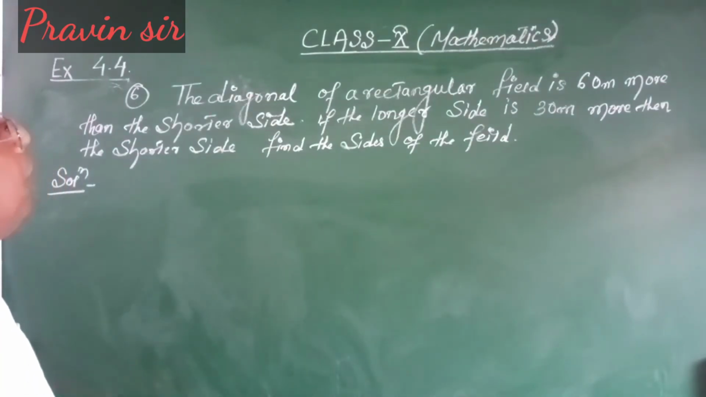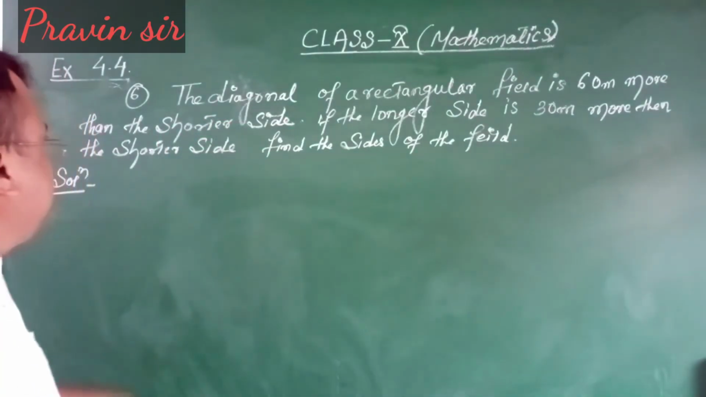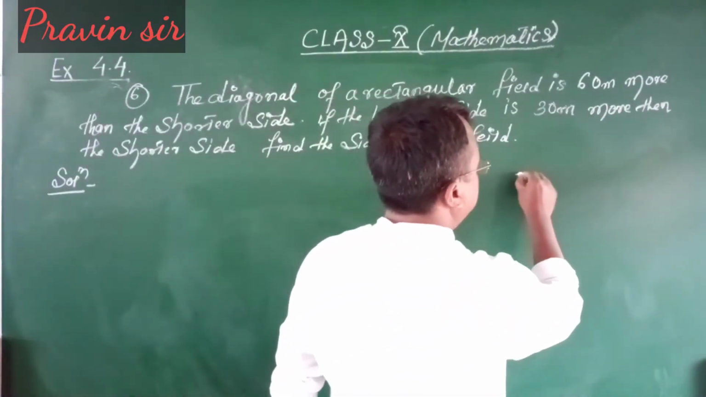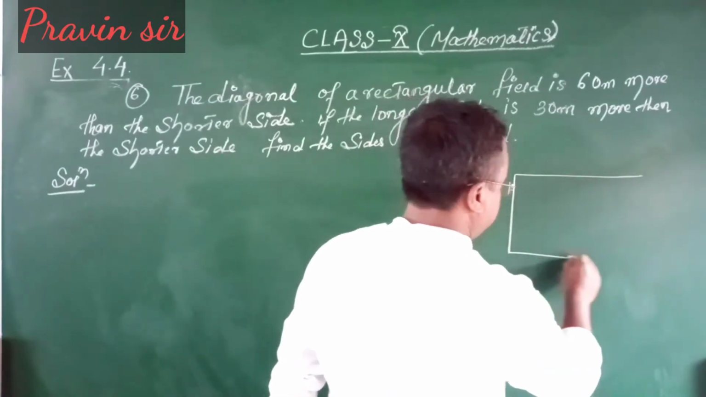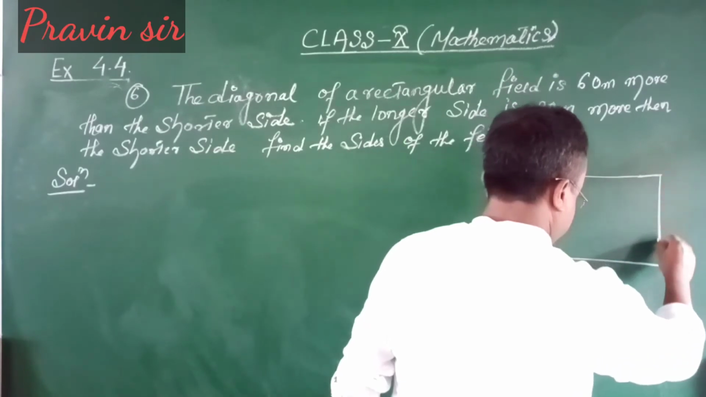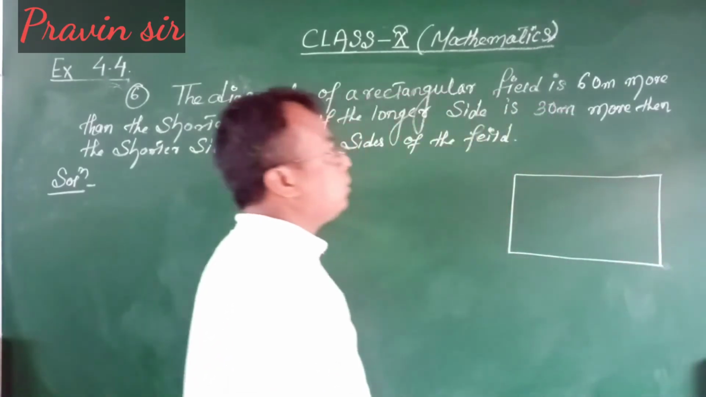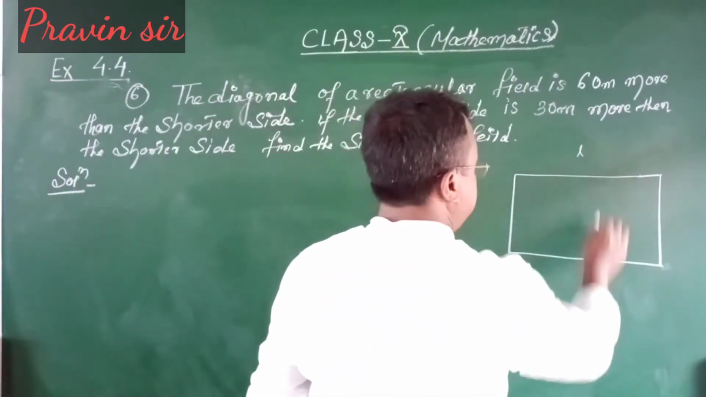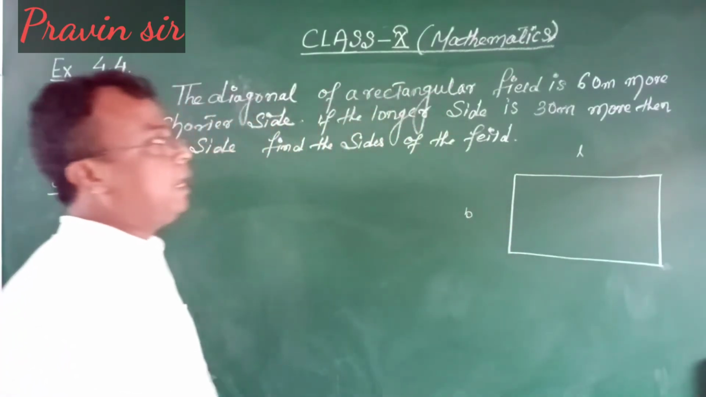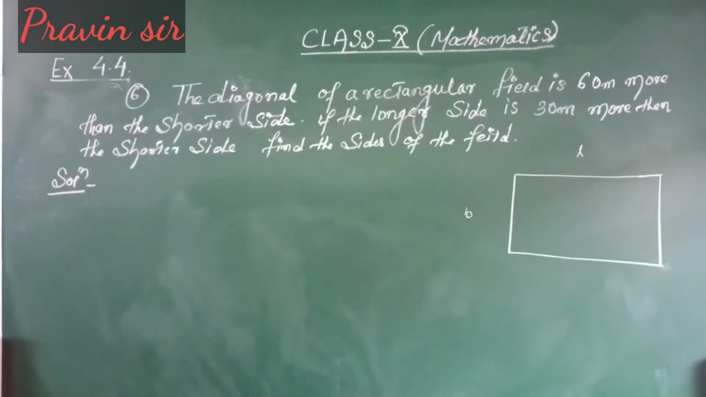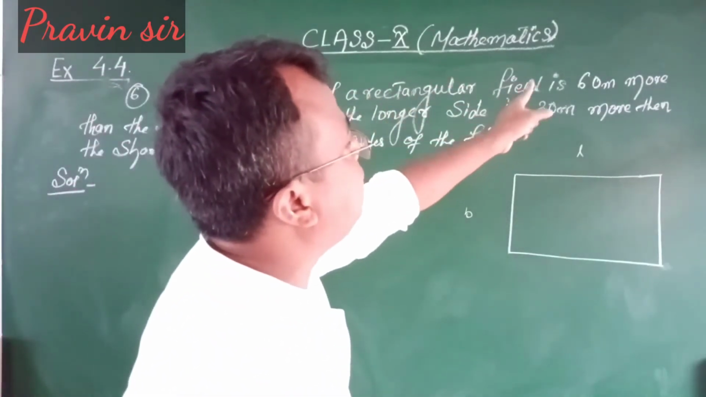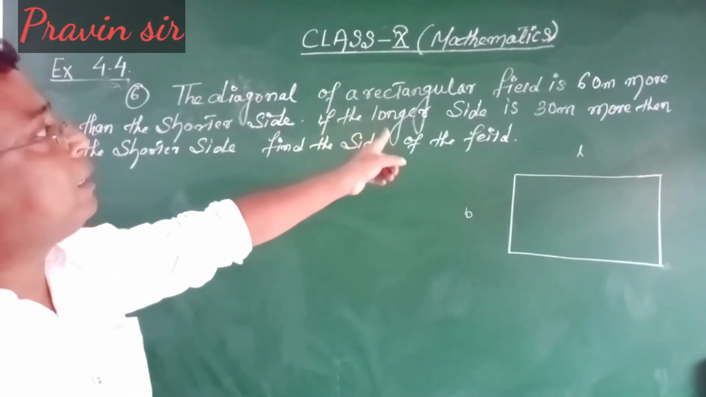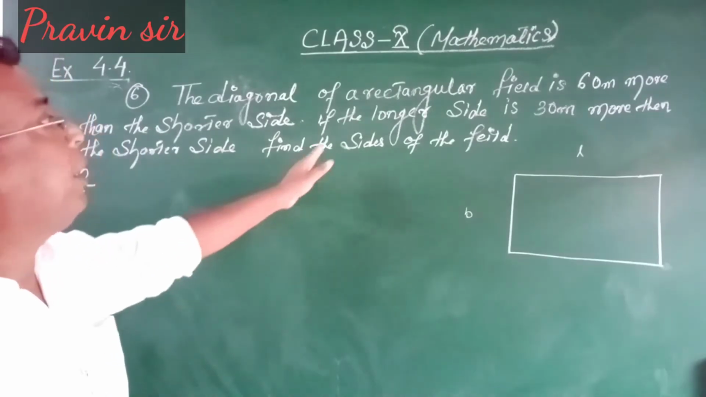Another word problem. The diagonal of a rectangular field is 60 meter more than the shortest side. Suppose you know, this is a rectangle. So what things are there in a rectangle? In a rectangle, length is there and breadth is there. Let us suppose this is length and this is breadth. So what the question says, the diagonal of a rectangular field is 60 meter more than the shorter side. If the longer side is 30 meter more than the shorter side, find the side of the field.